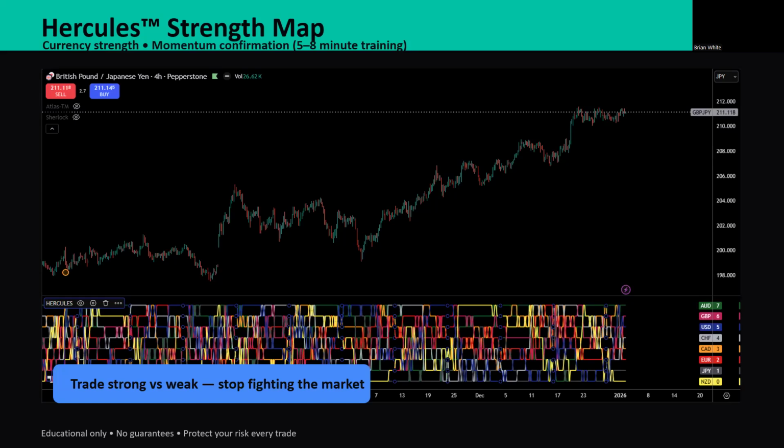In the next few minutes, I'll show you what Hercules is, how to read it on auto and the symbol, as well as how to choose the few settings that you can control without getting too far lost. So there's no behind the scenes details, things like that. Just what you need to know, what to use, so you can get clarity, structure, and execution. Again, trade strong versus weak is the whole premise behind Hercules.